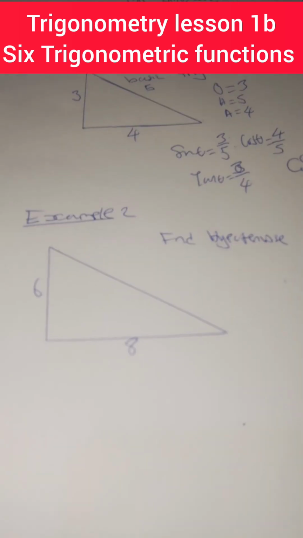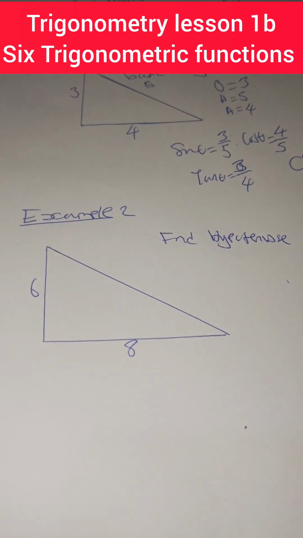Here is example 2. We have been given 6 on the opposite, then 8 on the adjacent. Now let's find the hypotenuse. This is the way that we are going to be finding the hypotenuse. We find the hypotenuse by using what? By using Pythagoras theorem.